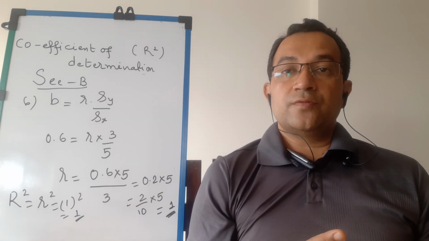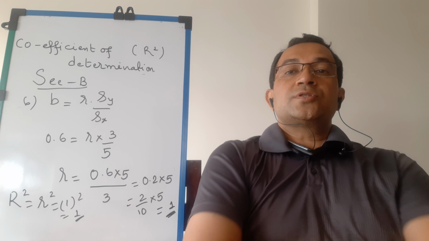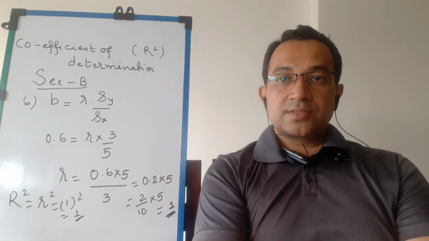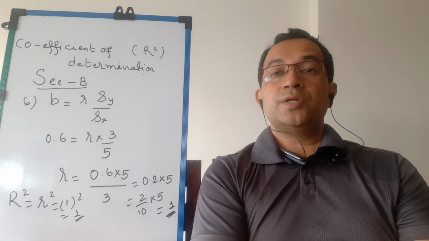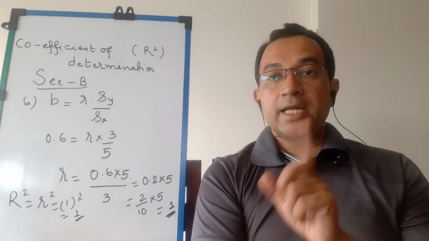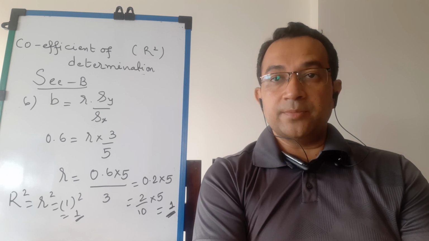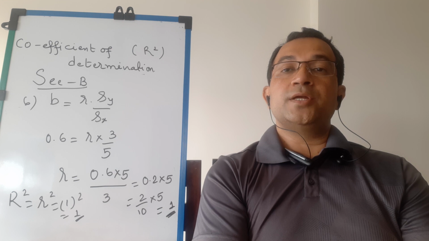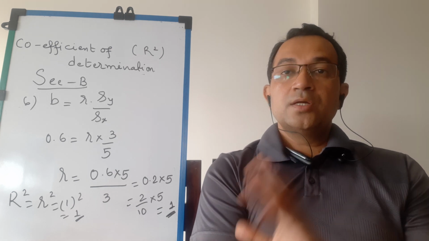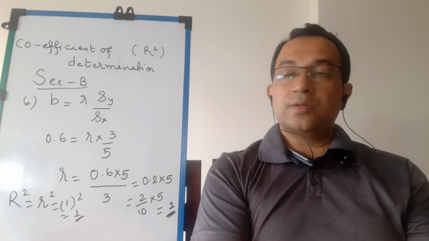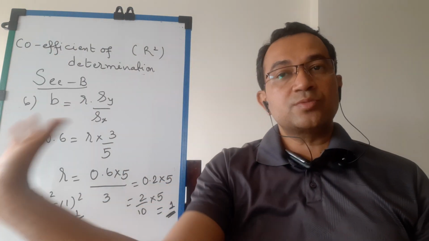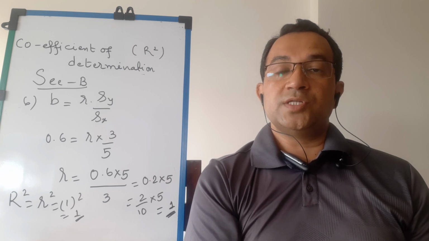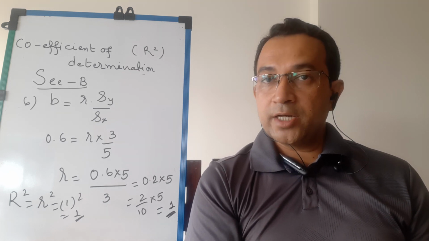Definition of coefficient of determination. Suppose the regression line of y on x is y cap is equal to a plus bx. The square of correlation coefficient between exact value of y and estimated value of y, which is y cap, is called the coefficient of determination, denoted by capital R square. The formula to find coefficient of determination is capital R square is equal to small r square. The range of coefficient of determination is from 0 to 1, 0 and 1 included.